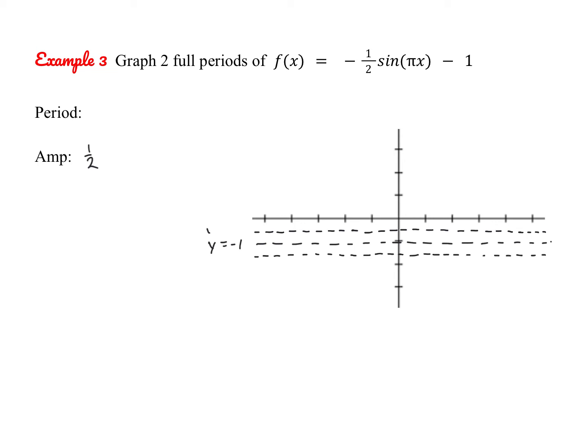So I'm bouncing between negative 1/2 and negative 3/2, so half a unit above or below our midline. Okay, now let's talk about our period.